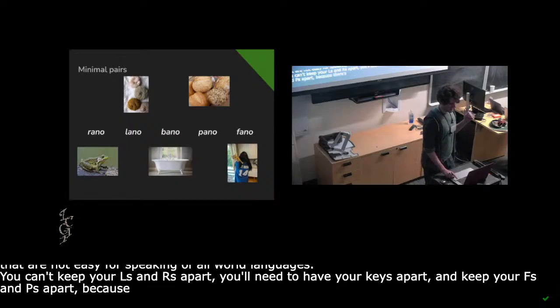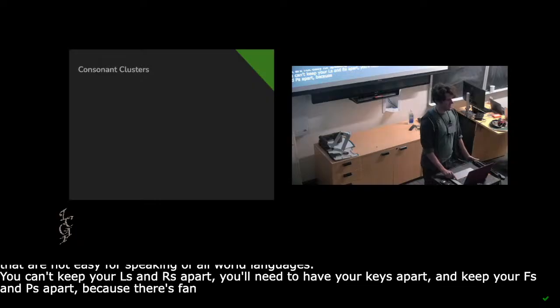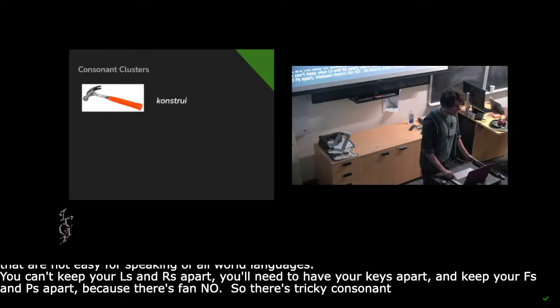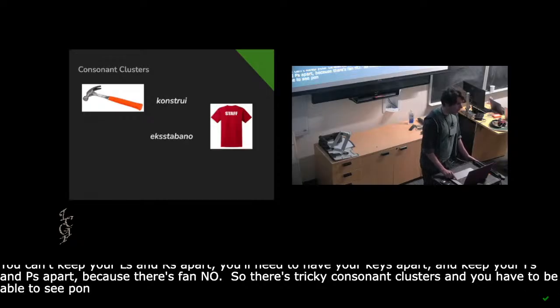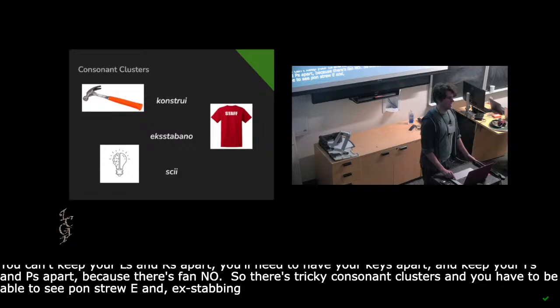Additionally, there's some tricky consonant clusters. So you're going to have to be able to say construi, and you're going to have to be able to say ex stab ano, and you're going to have to be able to utter ce, which is s followed by ee.